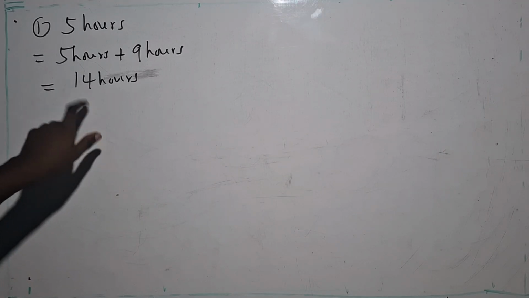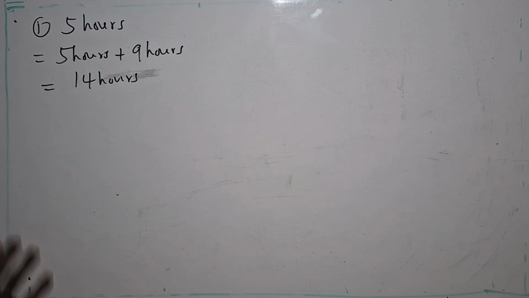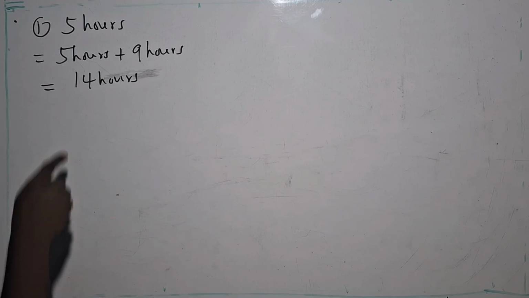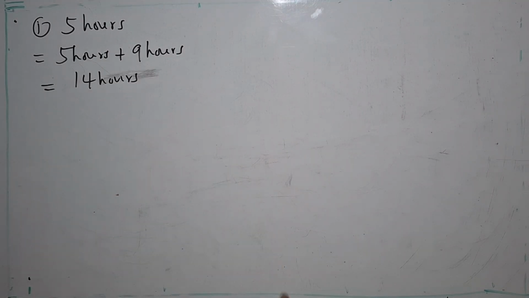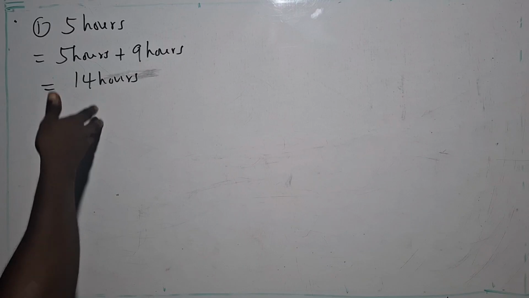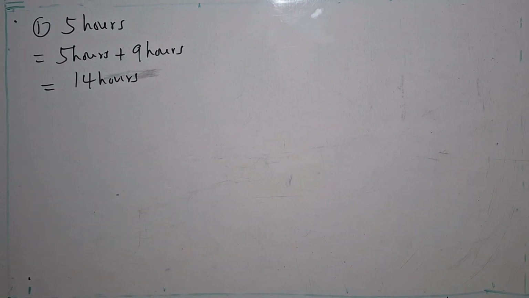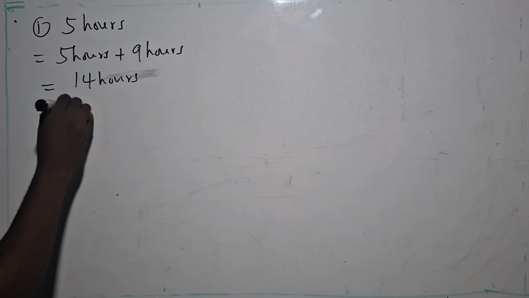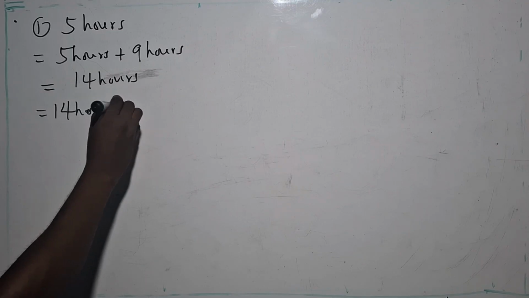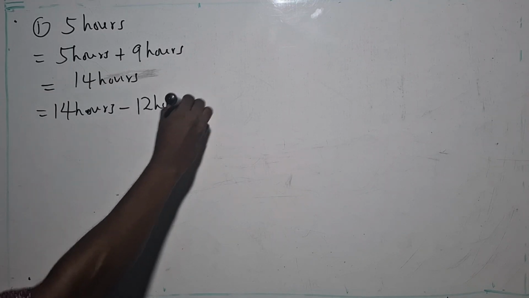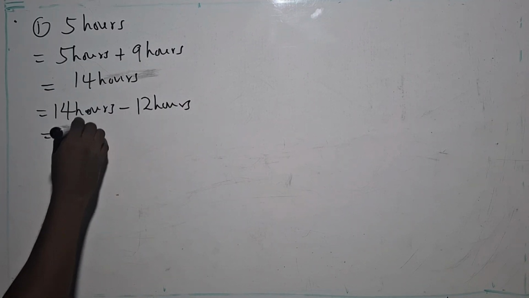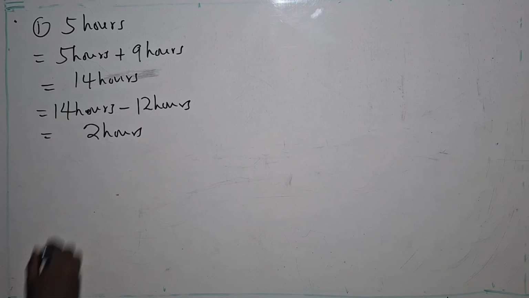By this 14 hours, our guide is the 12 hours. Every clock has 12 hours. We don't have a clock with more than 12 hours. So it means that we have to do our subtraction. So this one is like 14 mod 12. 14 is not accepted in mod 12, so we are going to subtract. We have 14 hours minus 12 hours, which is going to give us 2 hours.